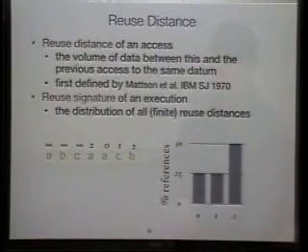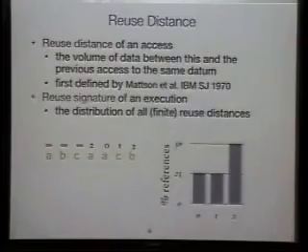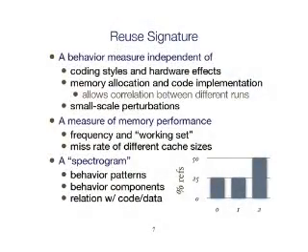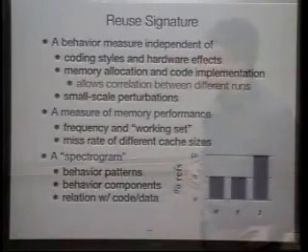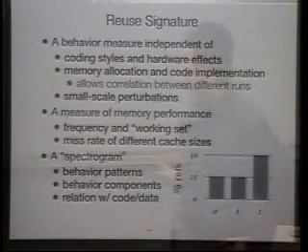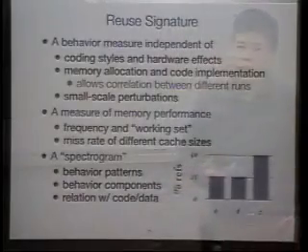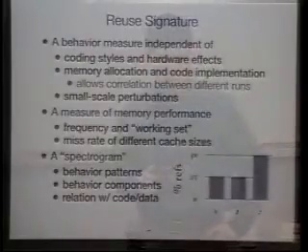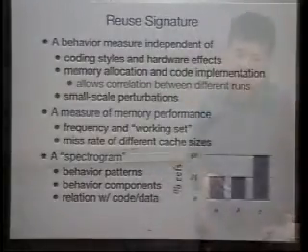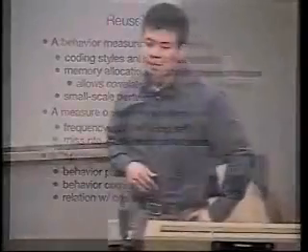And so half of the actions actually use 2/3 of the data. And let me say a little bit more about this basic metric, which I'll use again and again. It's really a measure of behavior. So it's not a measure of coding styles. For example, I may allocate data at different places. I may unroll a loop, but this will not change the reuse distance. And also, it's independent of hardware effects. And because it's cumulative, the small-scale perturbations do not matter.